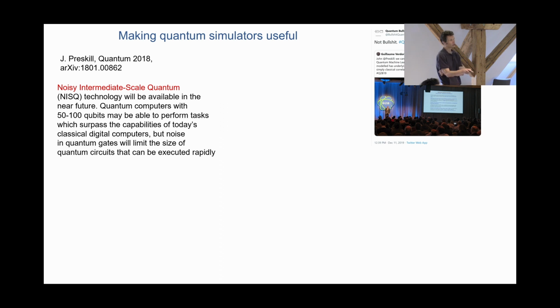There was an interesting comment by John Preskill, who said that he expected the first and most relevant applications of NISQ devices will be to solve problems which are intrinsically quantum. I don't know if some of you may know that there is this Twitter account, the quantum bullshit detector, which rates different statements about quantum computing as bullshit and non-bullshit. So this was classified as non-bullshit.